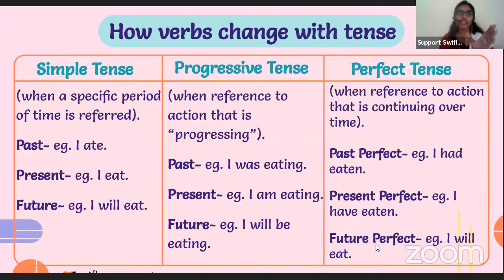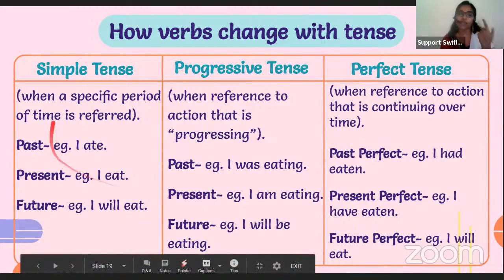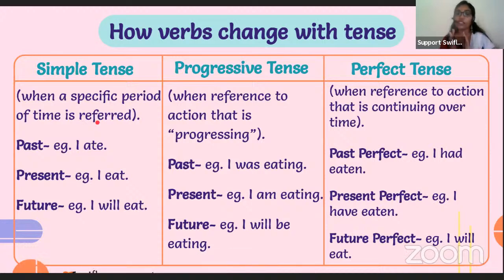Okay. So these are the three tenses based on which the verbs also change: simple tense, progressive tense, and perfect tense. So we have seen the examples for past simple, present simple, future simple, and also past progressive, otherwise called past continuous, present progressive, present continuous, future progressive, future continuous. And also the past perfect, present perfect, future perfect. So these examples are clear, I hope. Is everyone clear? So shall we move ahead? Yes, moving ahead.